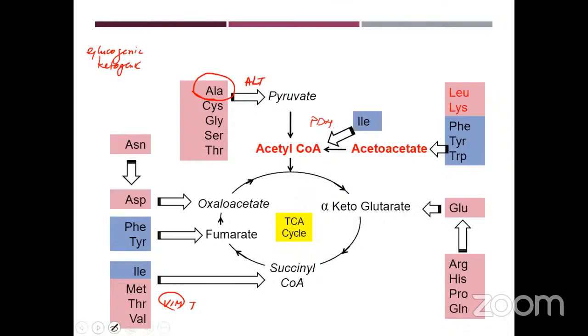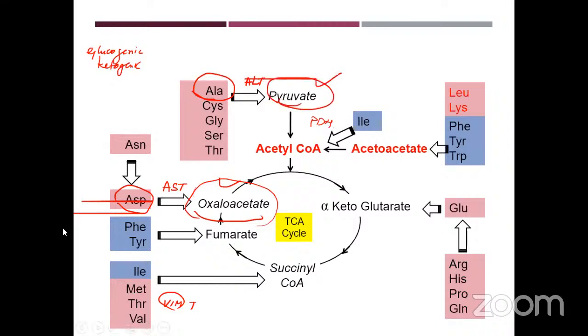And one more thing, oxaloacetate I discussed. Aspartate can be transaminated by aspartate aminotransferase to form oxaloacetate. That can also be used for gluconeogenesis. This can be used for gluconeogenesis. This can also be used for gluconeogenesis. Okay, these two points you can remember now.